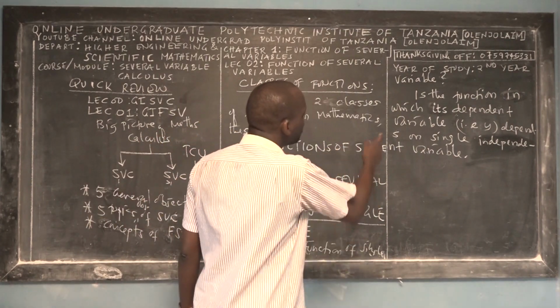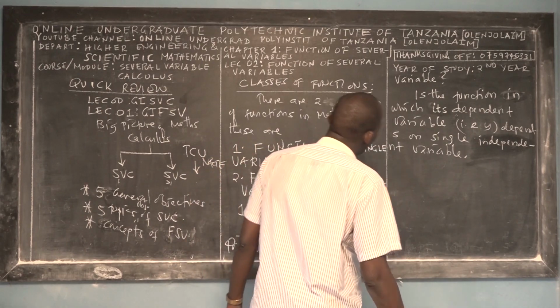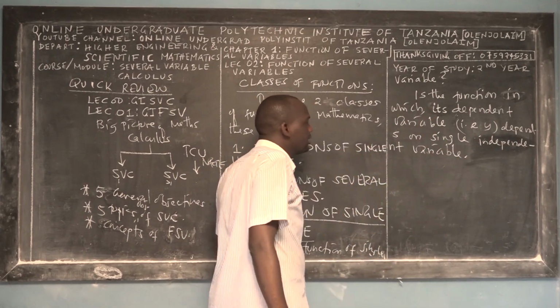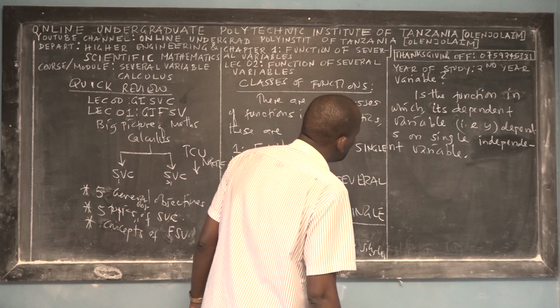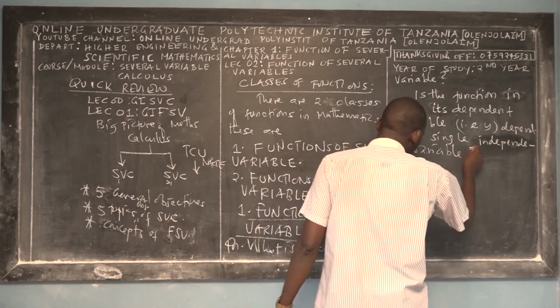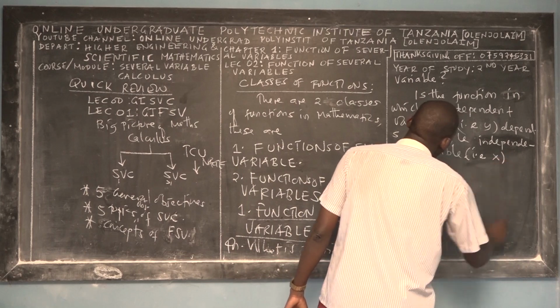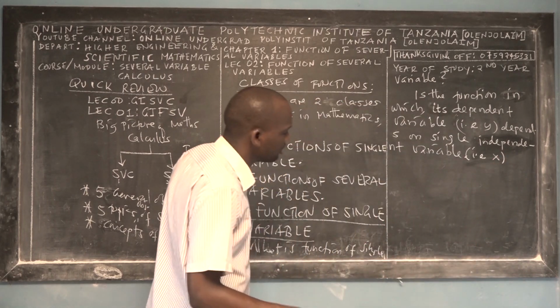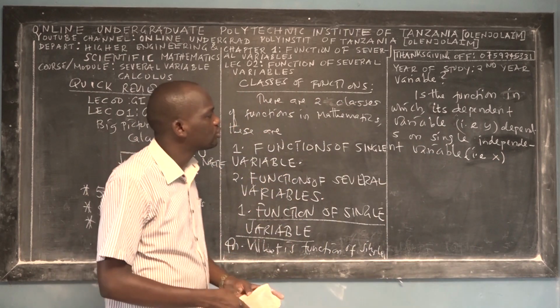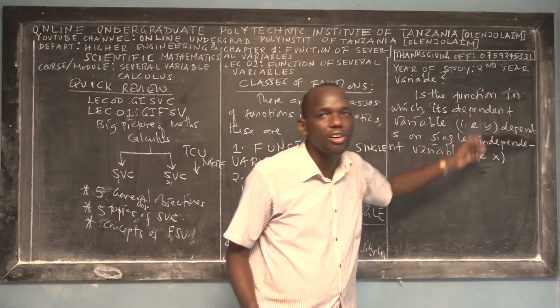So it's a function in which its dependent variable, let's say y, depends on a single variable, and commonly this single variable that we've been using for a long time is x. However, it can be y, it can be n. So these are just, I'm giving you the overview.